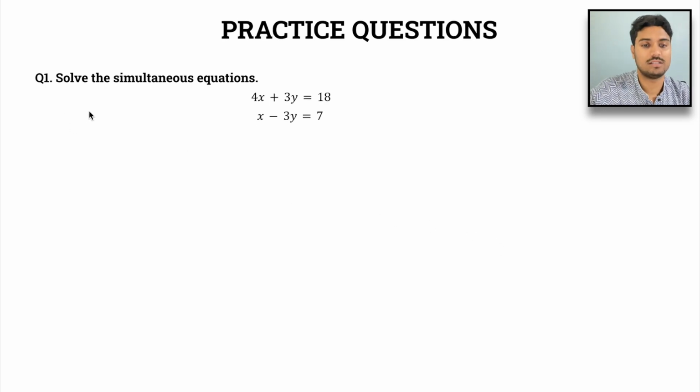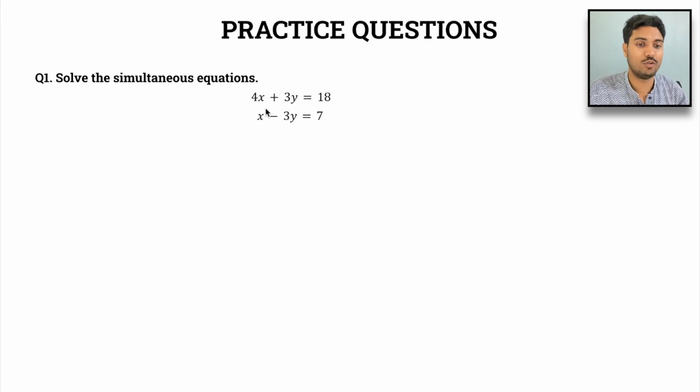Question number 1, it says solve the simultaneous equation. We have 4x plus 3y equals 18, x minus 3y equals 7. Before you start solving these questions, I suggest bring a notebook and pen and start solving together. This will really help you a lot. We are going to solve around 10 questions one by one, so you can also practice along and check your answers, and that's how it is going to be very helpful for you.